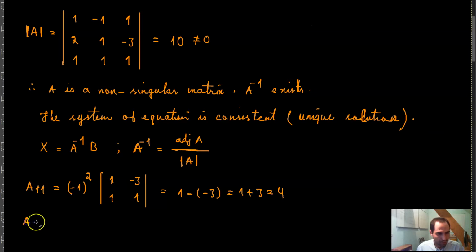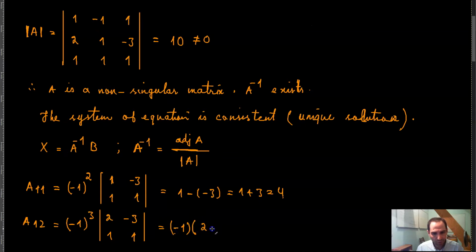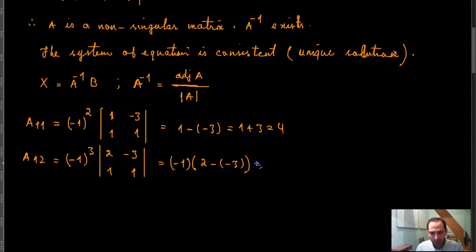So A of 1, 2 is equal to negative 1 raised to the power 1 plus 2, which is 3, times the minor of this element. Delete this column, delete this row: 2, negative 3, 1, 1. That gives you negative 1 times 2 minus negative 3, which is negative 1 times 2 plus 3. That's 5 times negative 1, which is equal to negative 5.